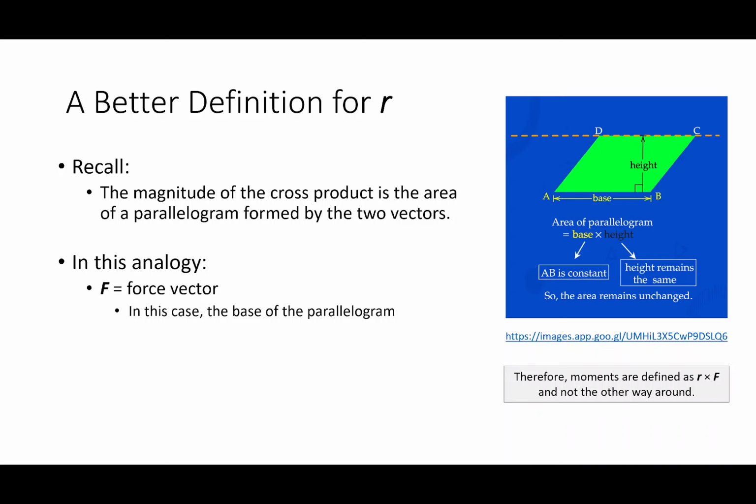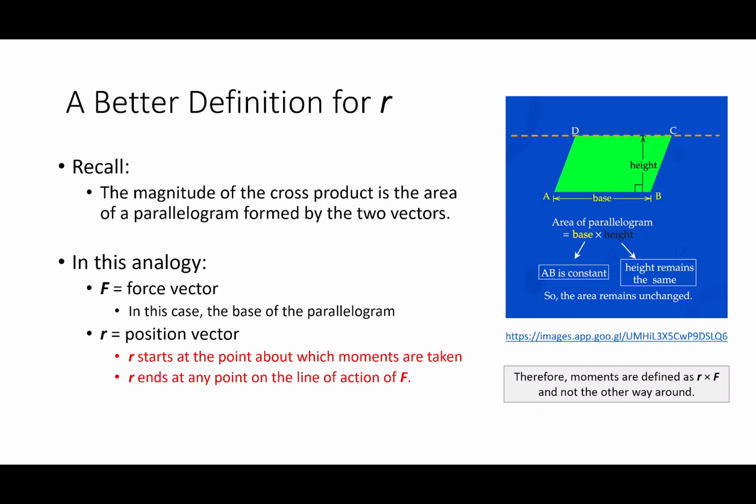So with this analogy, I'm going to come up with a better definition for R. I'm going to call R a position vector. This is how I define R. This is what R is going to mean. R is going to start at the point about which we're taking moments. It is going to end at any point along the line of action of F. So this is sort of a wild idea, but I promise this works. I'm actually going to demonstrate to you in a second that this indeed does work.